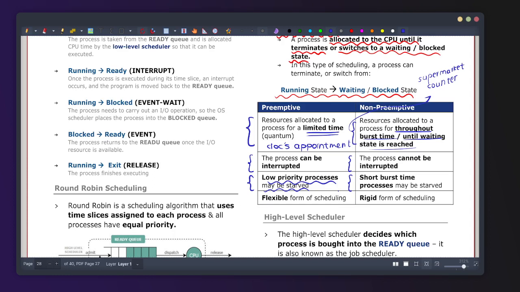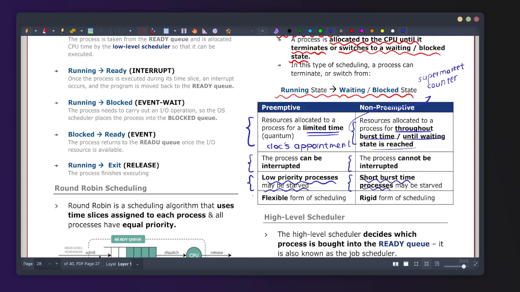Whereas in non-preemptive scheduling, what happens is you need to finish an entire process before you can go to the next. So think about a supermarket counter. If there's a person with 100 items in their cart, and there's one person behind that person who has just one item, that person has to wait until all those 100 items in front of him are billed, right? So processes that take a short time are starved. They have to wait until the longer ones finish.